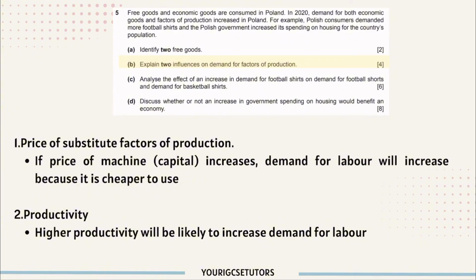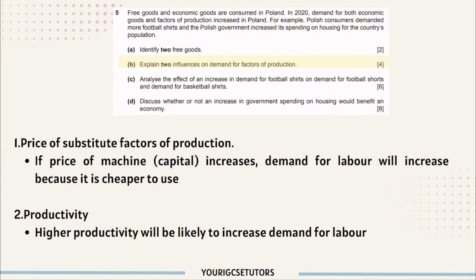First one is, before that, you need to think about CELL, which is the factor of production, which is capital, enterprise, labor, and land. So you think about this. What can influence the demand of these 4 things? First, price of substitute factors of production. Example is that if price of machine which is capital increases, the demand for labor will increase because it is cheaper to use.